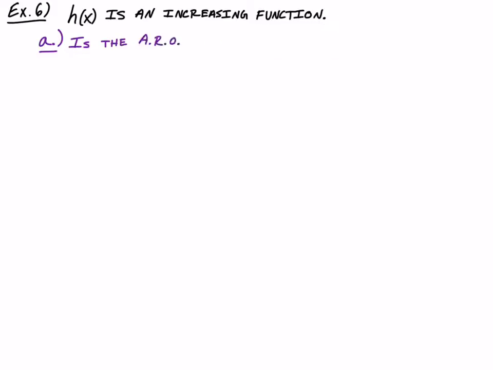Let's look at example 6 here, our last example. I'm going to give you a couple important points. I'm going to tell you h of x is some function. In fact, h of x is an increasing function. So that's all the information I'm going to start you off with. h of x, I could have called it f of x or g of x, whatever. I called it h of x. It's an increasing function. So I want to know, just off that little bit of information, is the average rate of change, or the slope, from x equals -2 to x equals 3, is that going to be positive or negative? What do you think?